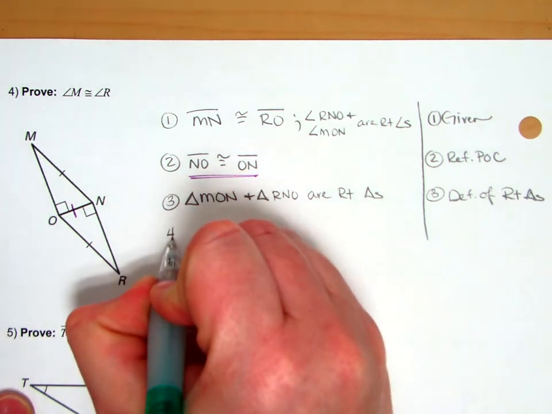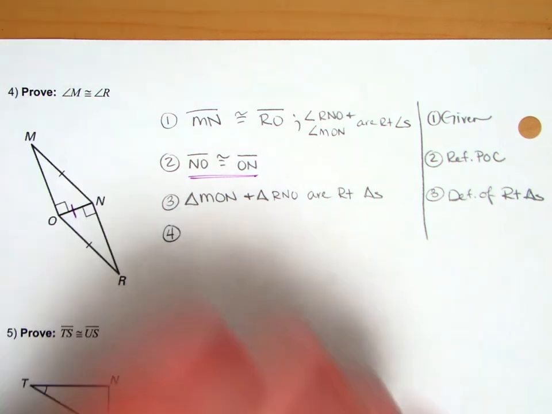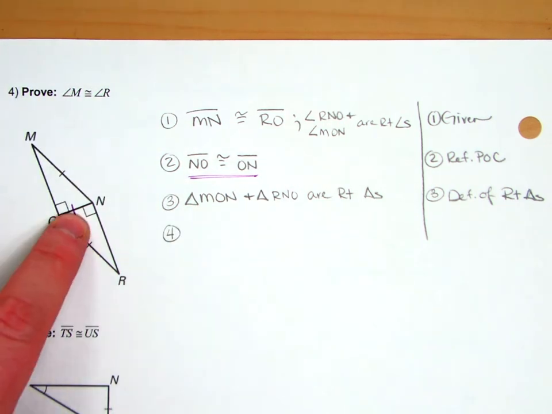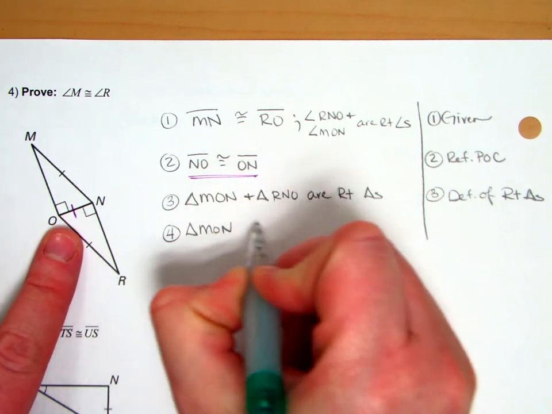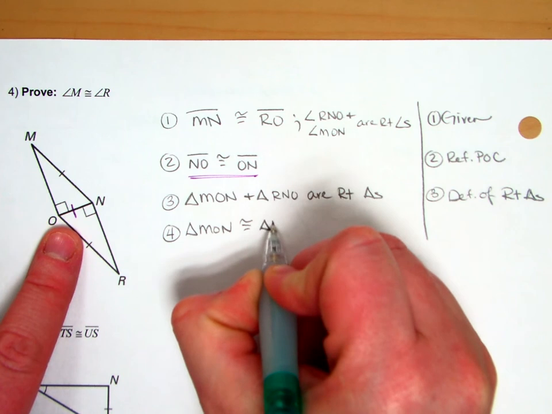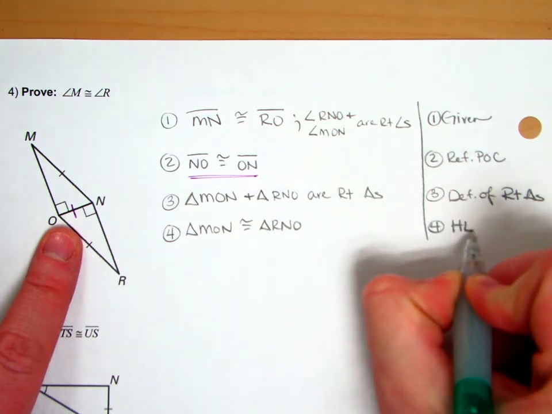Number 4. So what I'm going to look at is, do I have an H? Do I have an L? So do I have a hypotenuse and do I have a leg? And I'm going to say, I got right triangles because we just did that step. So I have hypotenuse, leg. So I do know that triangle MON is congruent to triangle RNO by the HL theorem, so by HL.